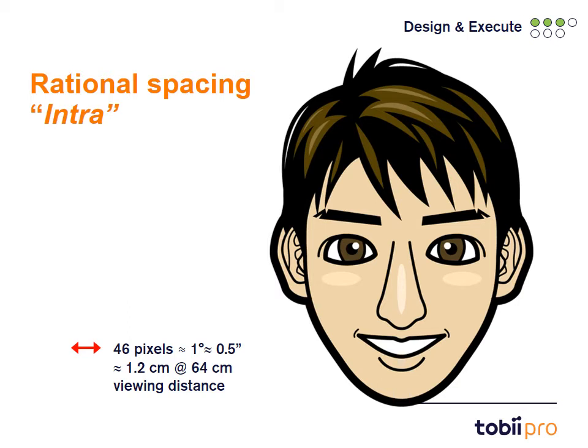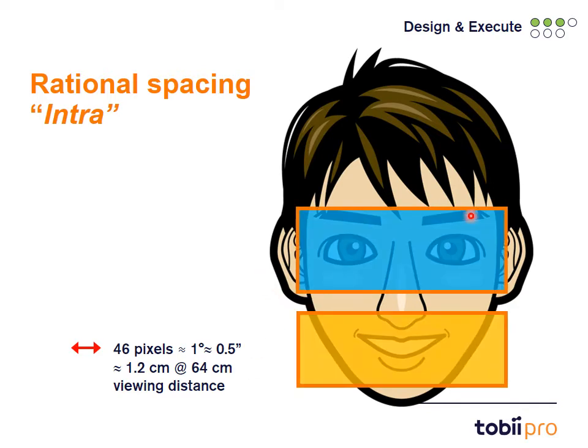And in addition to interspacing considerations, there are intraspacing considerations. Again, using the same 46 pixel, 1 degree, half an inch, 1.2 centimeter spacing at a typical viewing distance of 64 centimeters, your considerations have to do with the eye zone versus the mouth zone. Maybe applying the 1 degree spacing around the eye, making sure that your stimulus provides for that, from the mouth to the edge of this anticipated area of interest.